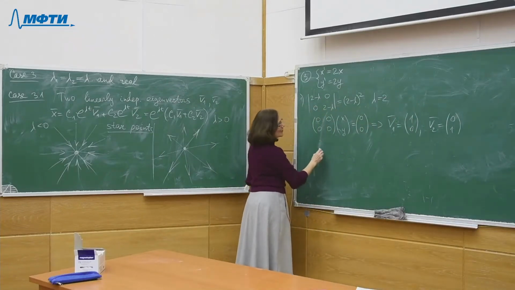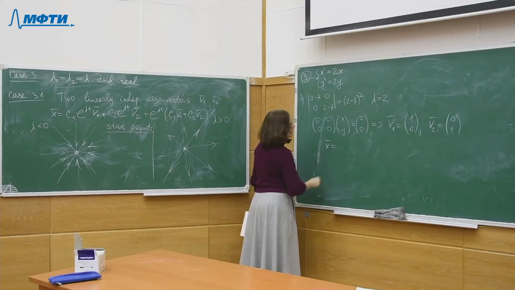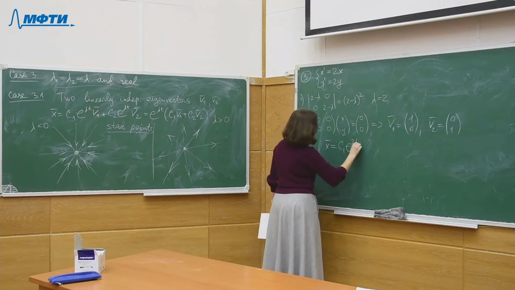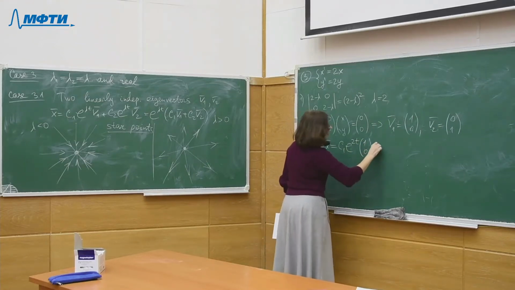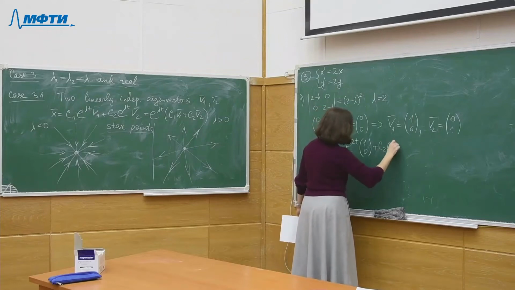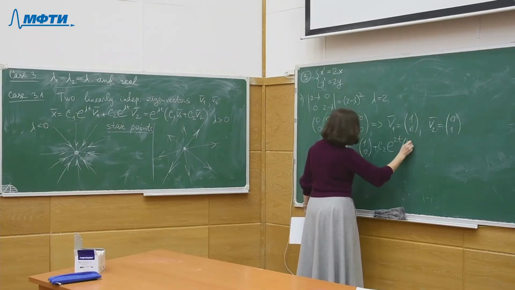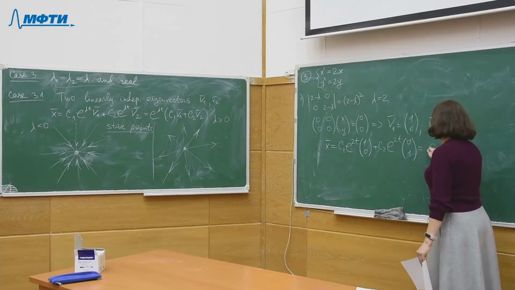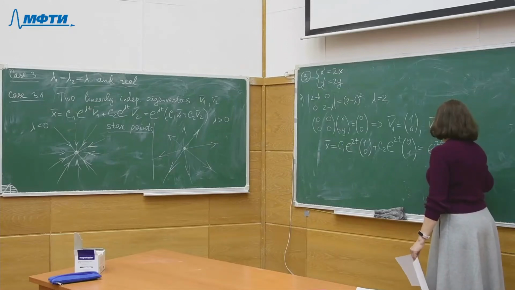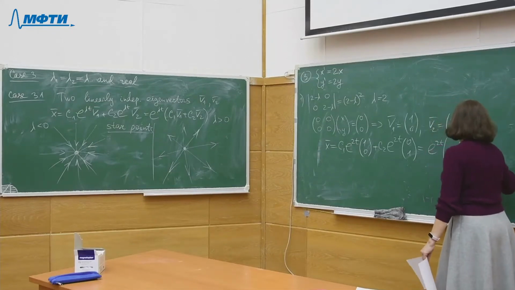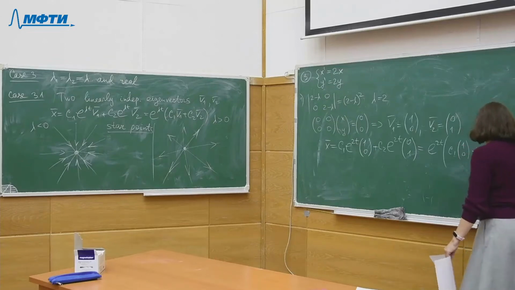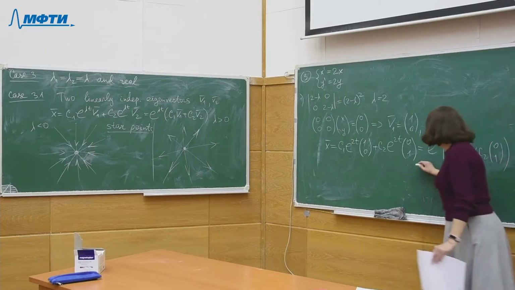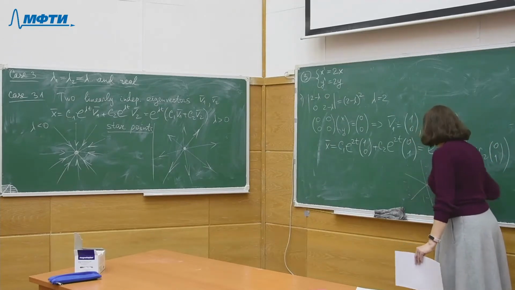and now the solution will be x equals c1 e to the power 2t (1, 0) plus c2 e to the power 2t (0, 1), and so it is e to the power 2t times (c1 (1, 0) plus c2 (0, 1)). And it is a source and a star point.